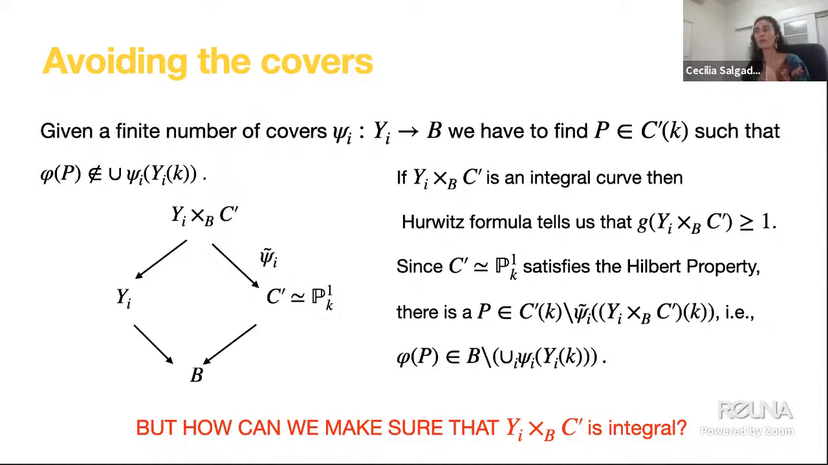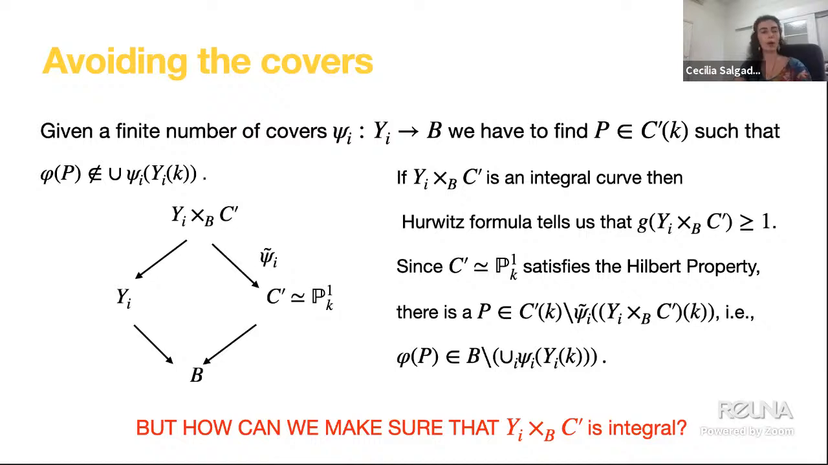So since I do have a point which is in C prime, but it's not on the psi_i's, and this is on the A tilde on top, and therefore this means that the Y_i's are not mapped to it. So what I do at the end of the day is to use the Hilbert property for the curve C on the second degree of the diagram, on the second stage of the diagram that I have here.